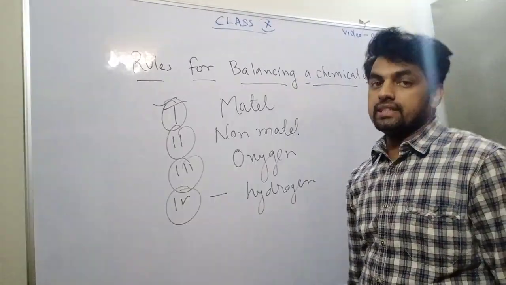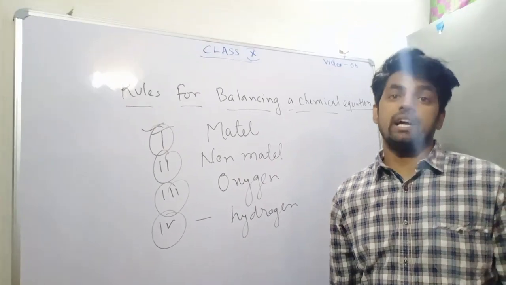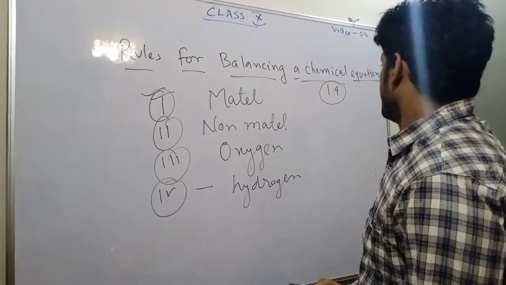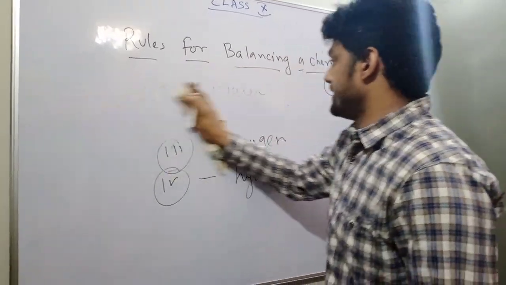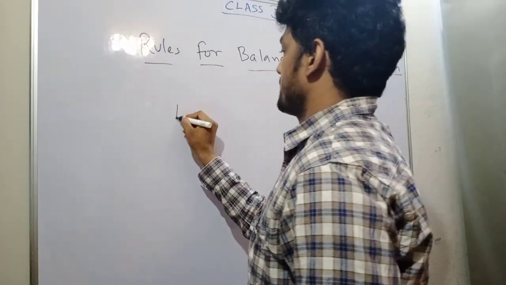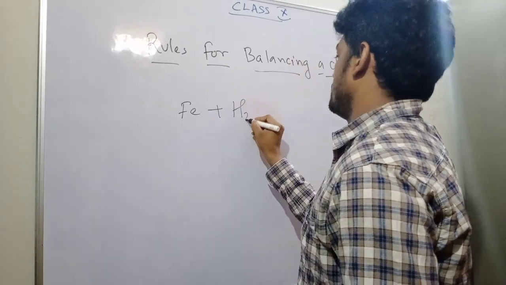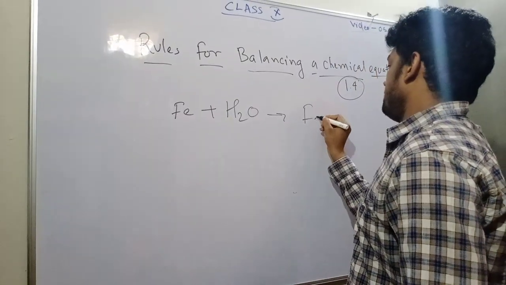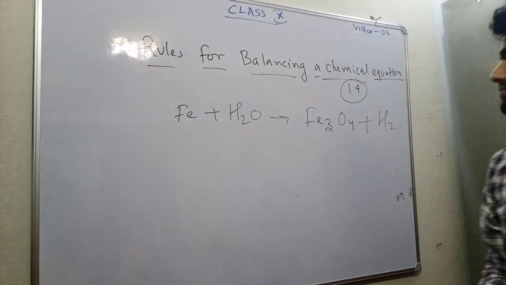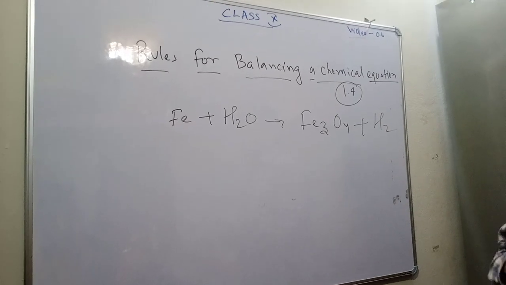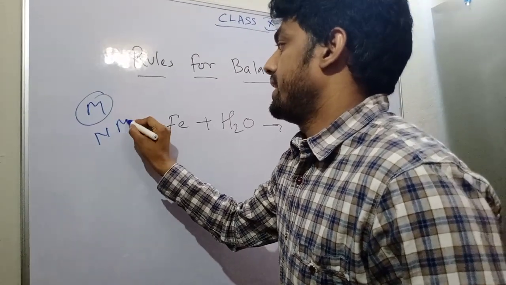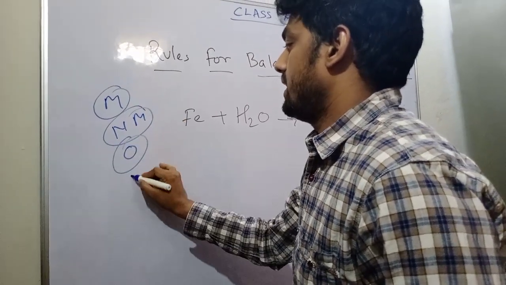We will try to take one example from your NCERT book, that Activity 1.4. In Activity 1.4, it is given that we have to react Fe with H2O. It will give Fe3O4 plus hydrogen. Okay, we will follow the pattern. What is the pattern? First we have to balance metal, then non-metal, oxygen, and at last hydrogen.